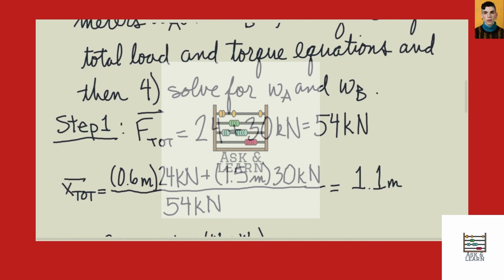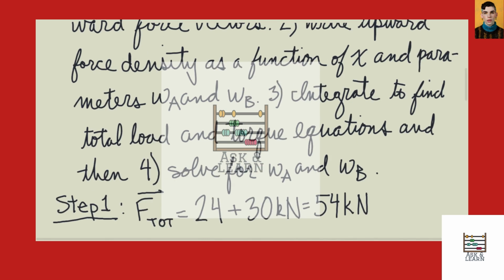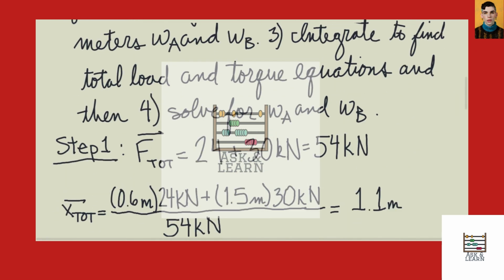So for step one, we're finding the centroid and the total force from the two downward vectors. To find the total load, we simply add the two. 24 plus 30 is 54, and we have units of kilonewtons here.